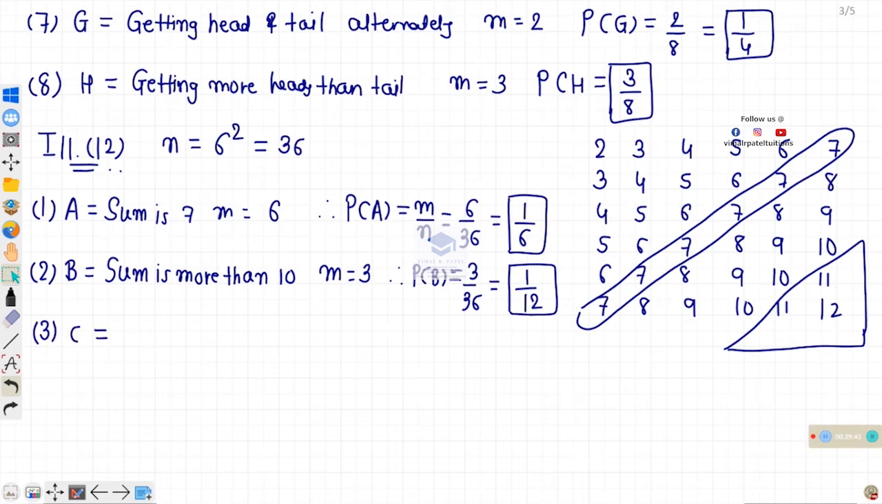Then Sum of number on both the dice is 4, at the most. At the most 4 means 4 or less than 4.